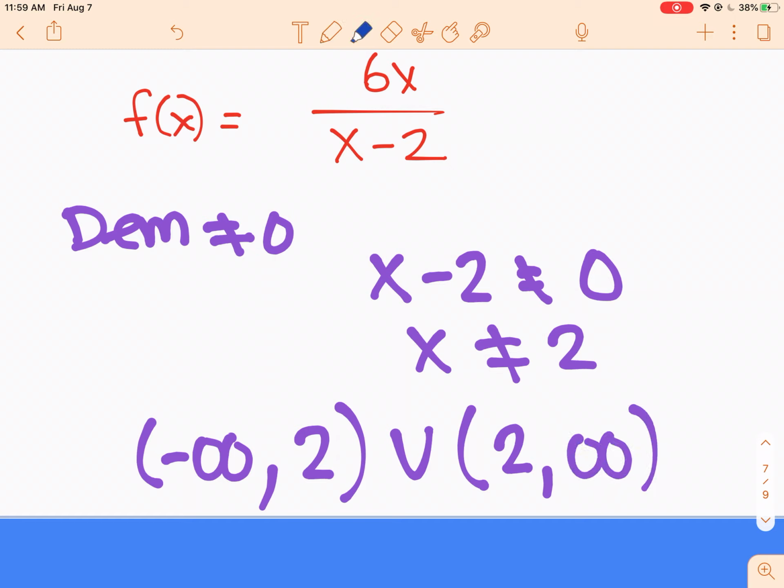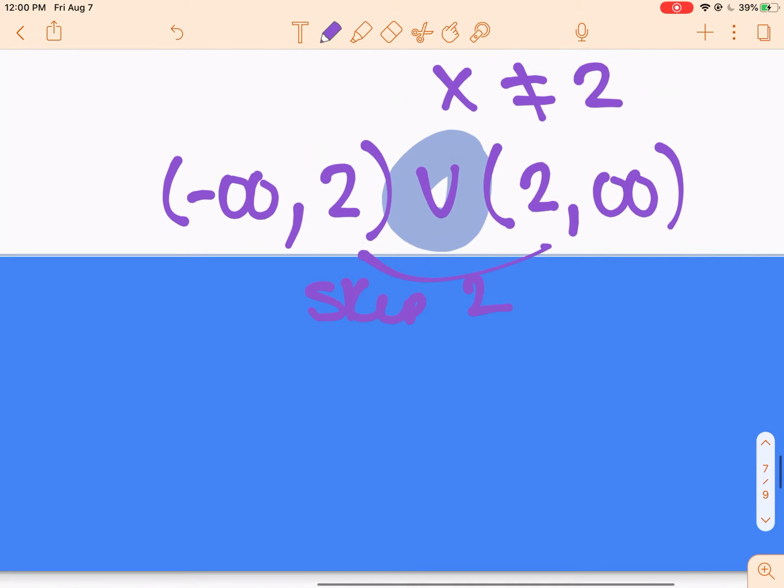So this symbol right here is a union, and that union symbol is saying everything in this set on the left and everything in this set on the right combined together. And because we're using 2 in both of them, we're just skipping 2. This idea here says skip the number 2.